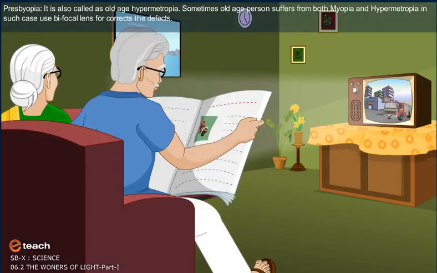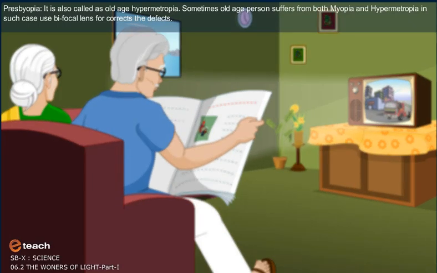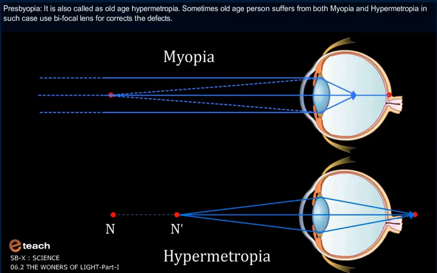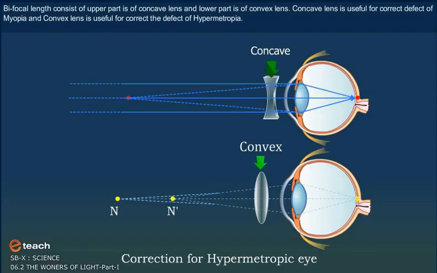Presbyopia. It is also called old age hypermetropia. Sometimes an old age person suffers from both myopia and hypermetropia. In such case, use bifocal lens to correct the defects. Bifocal lens consists of upper part of concave lens and lower part of convex lens. Concave lens is useful to correct defect of myopia and convex lens is useful to correct the defect of hypermetropia.